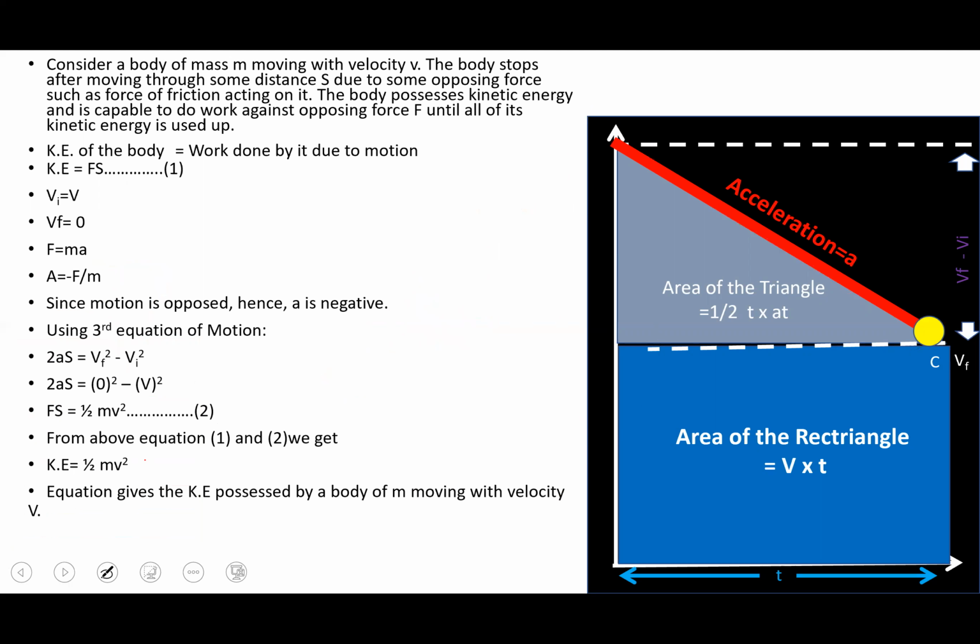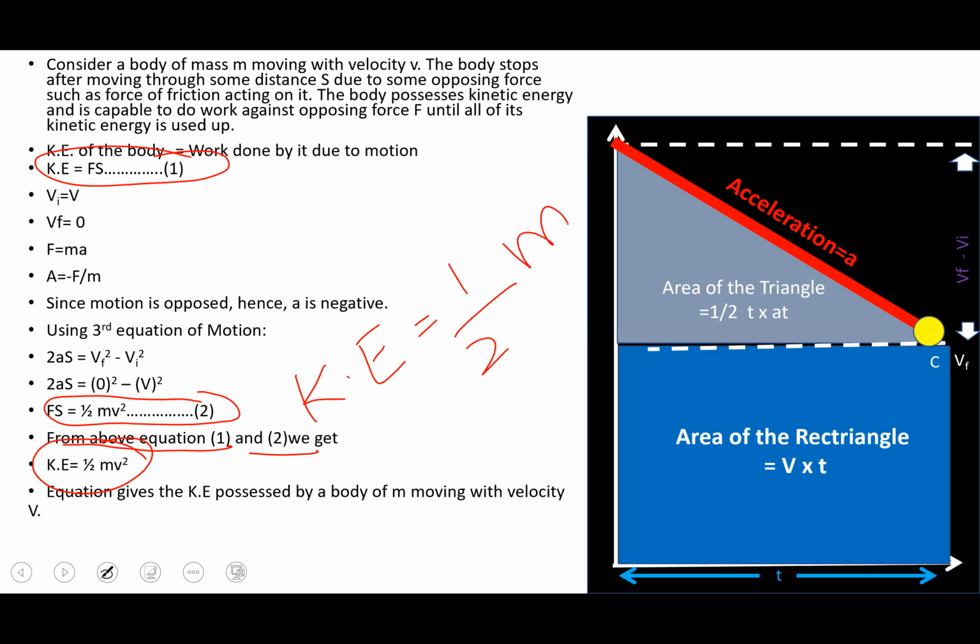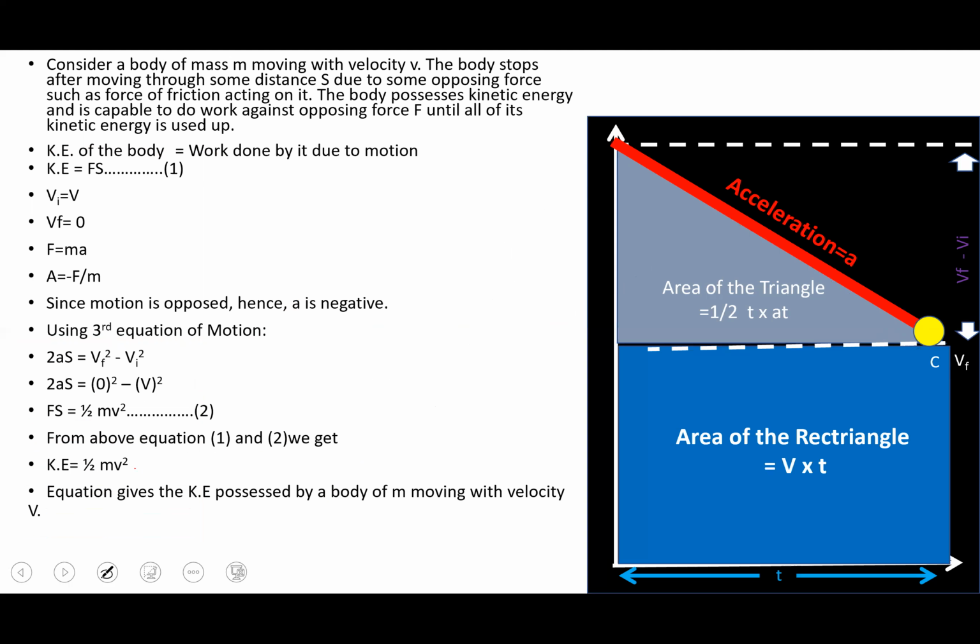In this way, we have figured out this formula and this formula, let's call this equation number 1 and equation number 2. If we compare these two equations, from equation 1 and equation 2, we get kinetic energy is equal to half mv square. So the value of kinetic energy, mathematically, we have found to be half mv square. This equation gives the kinetic energy possessed by a body of mass m moving with a velocity v.